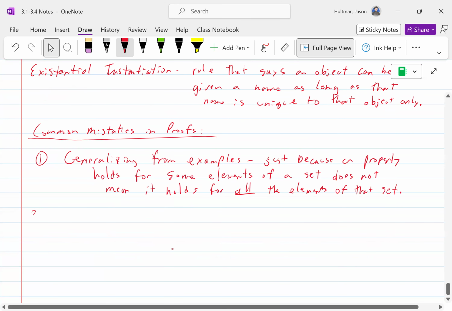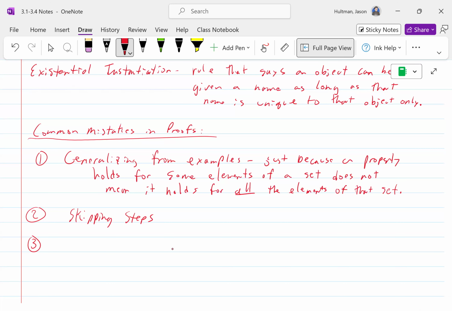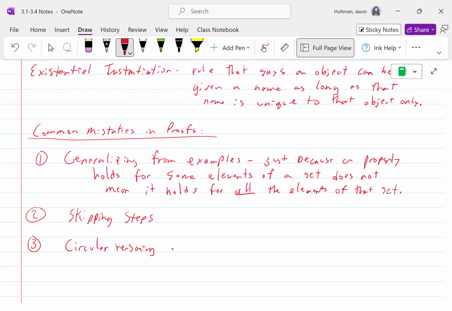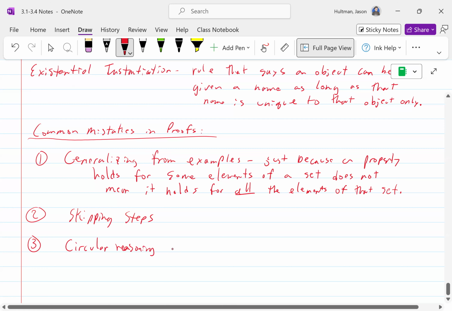Okay. Number two, skipping steps. Okay, do not skip steps. Number three, circular reasoning. I'm going to prove this car is a Honda. Because it's a Honda, it is a car. Circular reasoning. I'm going to prove that the car is a Honda. I'm going to prove the Honda is a car. Well, not necessarily. Honda could make different things other than cars. So you're using circular reasoning there, and it will get you into trouble. Not all cars are Hondas, and not all Hondas are cars.